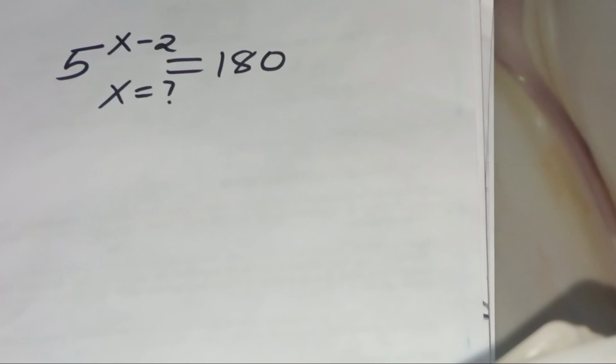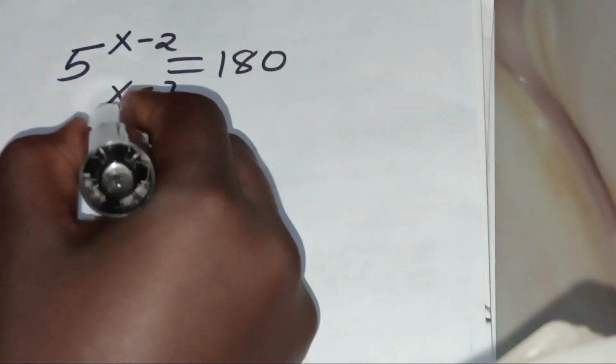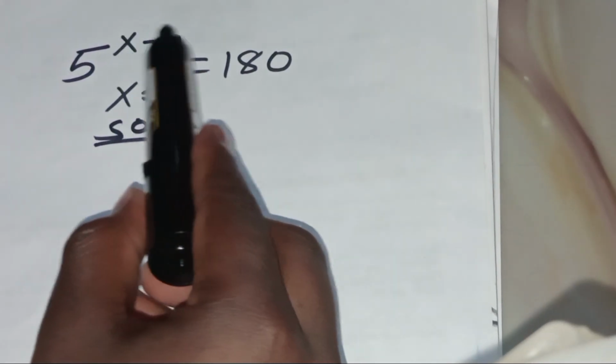Hello, welcome. To provide a solution, given this exponential equation, which is 5 to the power x minus 2, this is equal to 180. So what is the value of x? Now, solution: from what we have here, we have 5 to the power x minus 2.